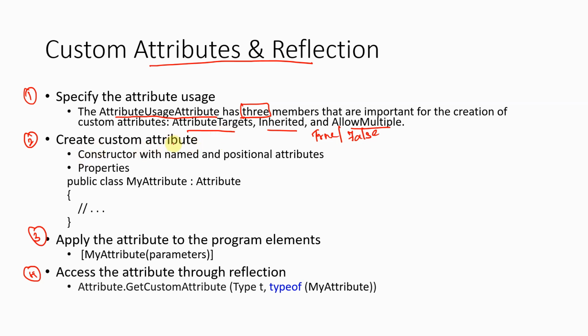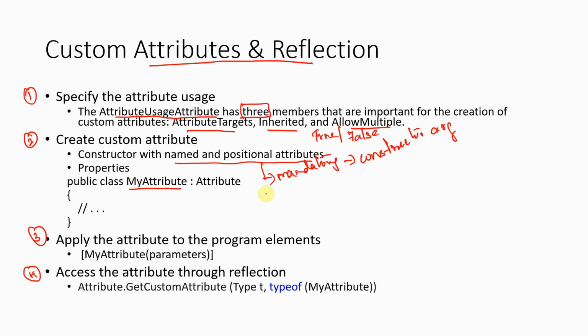Then, create custom attributes. Whenever you want to create a custom attribute, the attribute class should inherit from the Attribute class. And within this class, you need to create 2 things. One is the properties, to access the private members of the class with the getter and the setter, and the constructor, which contains the named and the positional parameters. Basically, the positional parameters are mandatory and will be passed as constructor arguments.